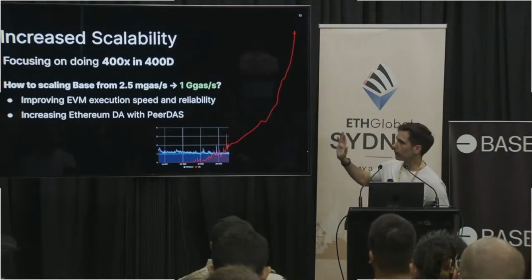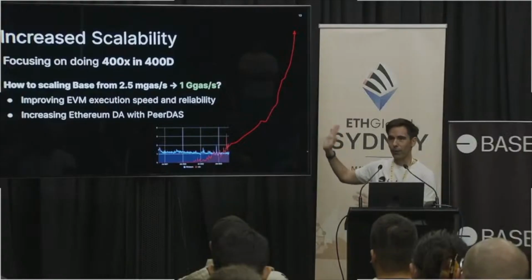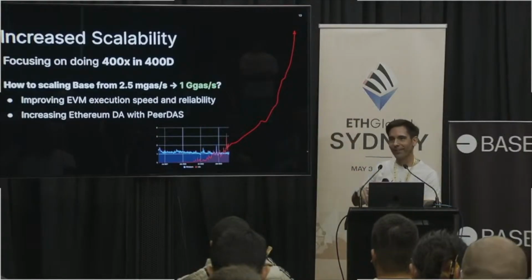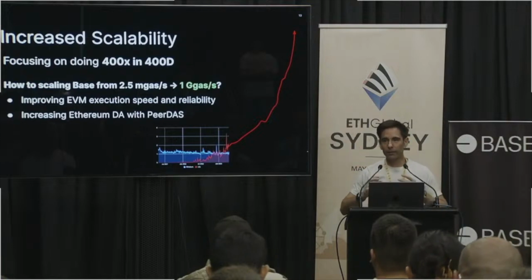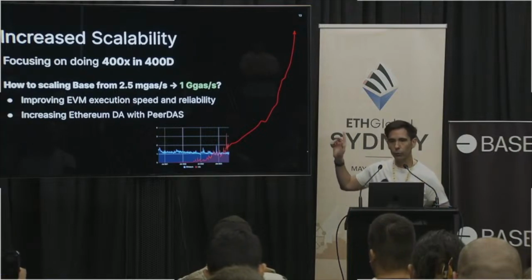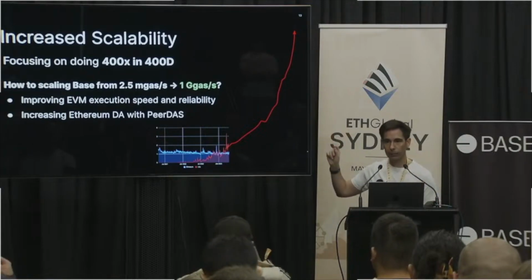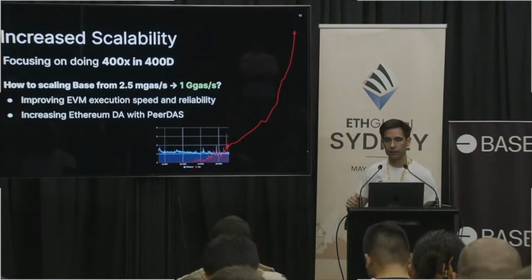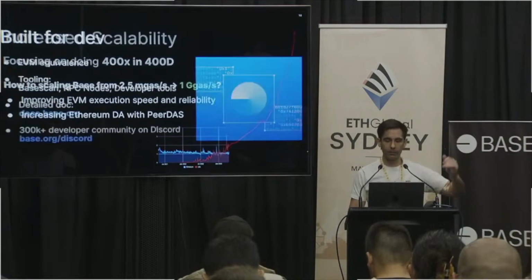If you are new to it, probably that's something over your head here, but just keep in mind that we are scaling Base to take more and more traffic and to reduce more and more the gas fee. The idea is we can go from 2.5 mega gas per second consumed to 1 giga gas. Means more and more scalability.